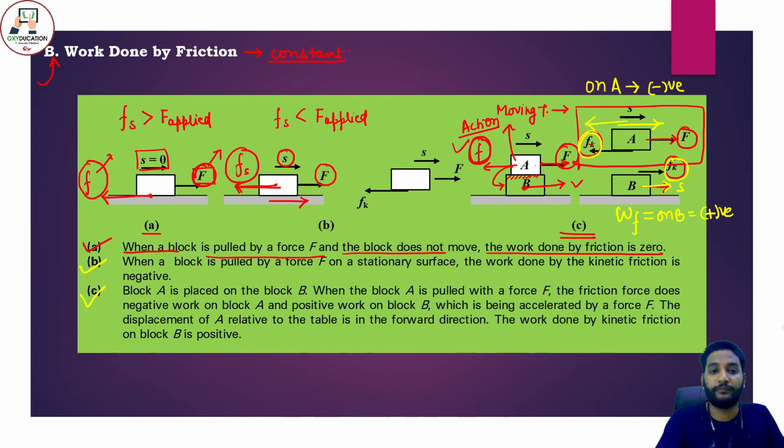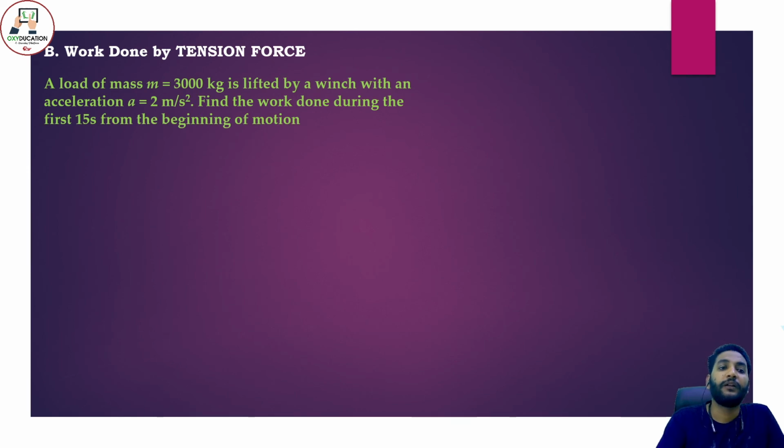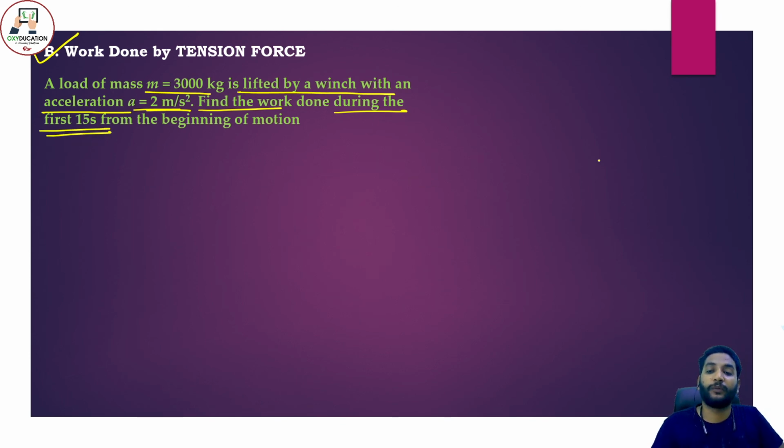Okay, now let's take a very good example here. Work done by tension. In case the tension force comes in front of you, how will you calculate the work done? The question says: a load of mass 3000 kg is lifted by a winch with an acceleration a equal to 2 meter per second square. Find the work done during the first 15 seconds from the beginning of the motion.